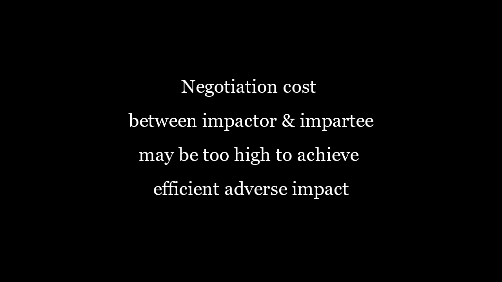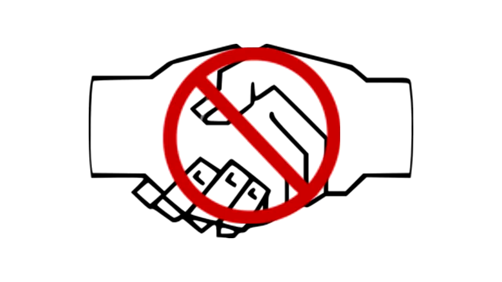Although the party that does not have the right may have enough means to bribe the right owner into moving towards the efficient level of adverse impact, substantial negotiation cost may prevent an attractive bribe.